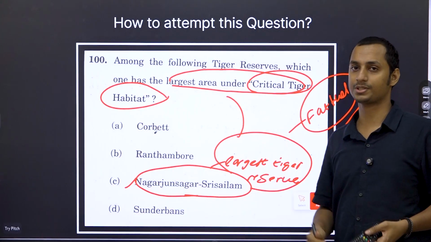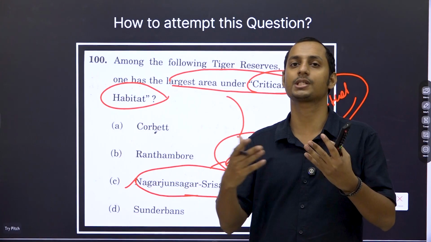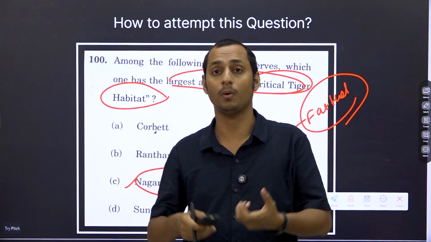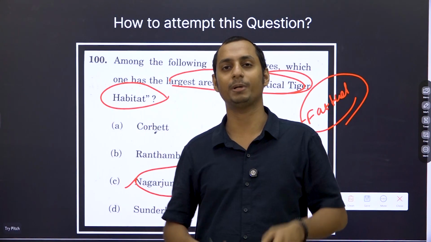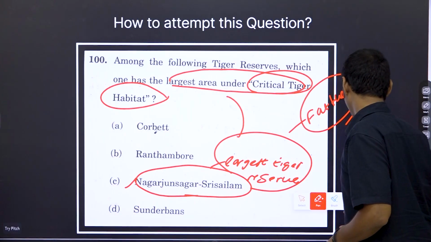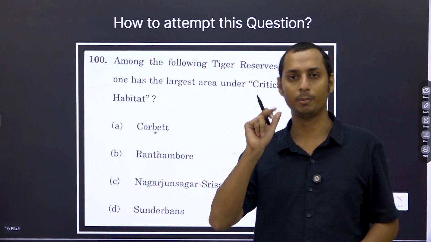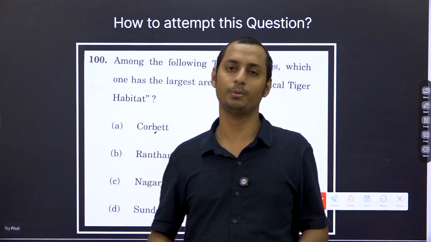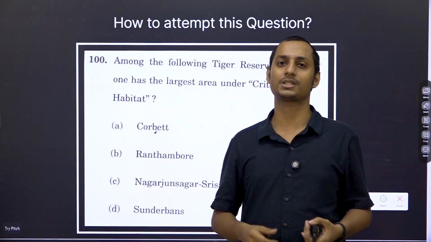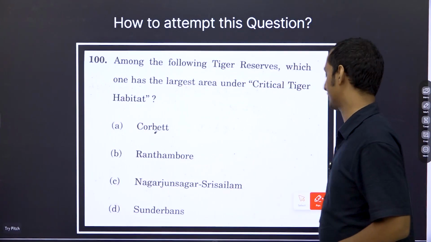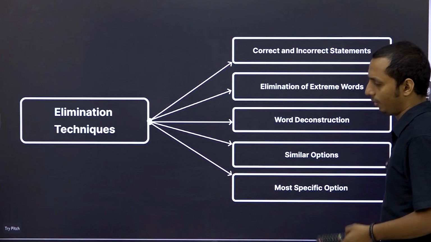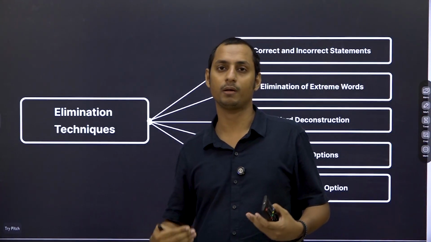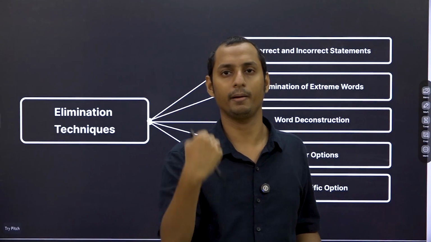And the answer is Nagarjunasagar Srisailam, because it is the largest tiger reserve. Now, the largest tiger reserve might also have the largest critical tiger habitat, right? Now, this is not what I'm going to teach you in the upcoming webinar. Rather, I'm going to teach you how to solve questions without using much logic and by using simple basic elimination techniques.